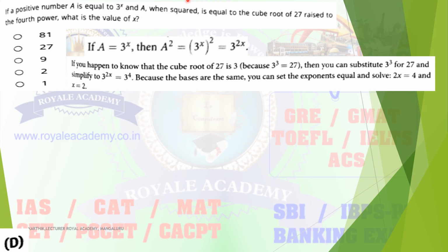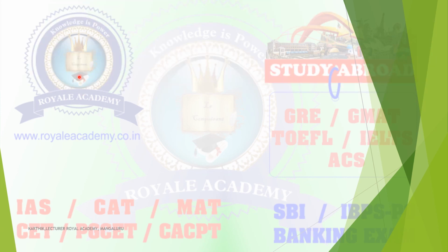So here, the left hand side expression is 3 to the power of 2x, and on the right hand side, the cube root of 27 is 3, raised to the power of 4, so 3 to the power of 4. So the 3s cancel each other, 2x is equal to 4 and x is equal to 2. That's the answer.